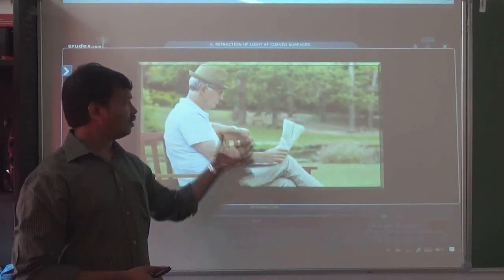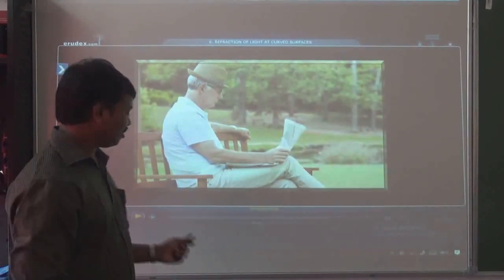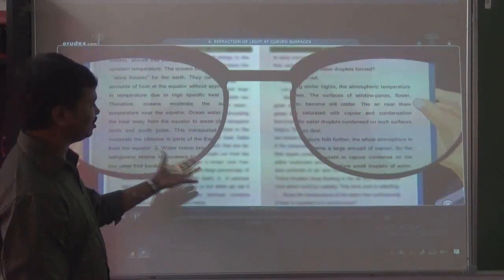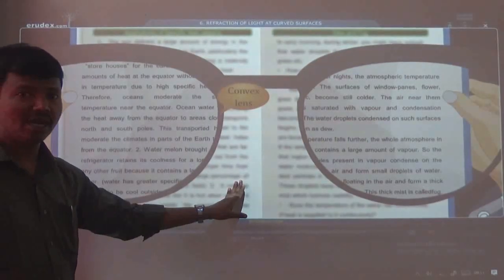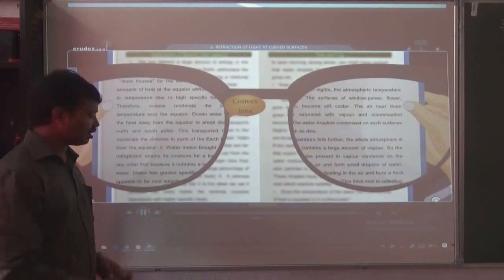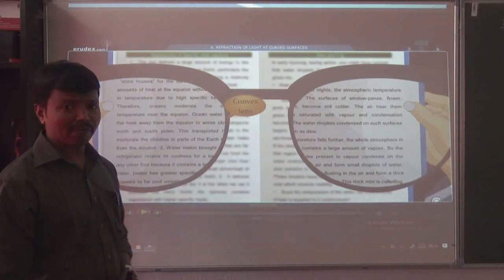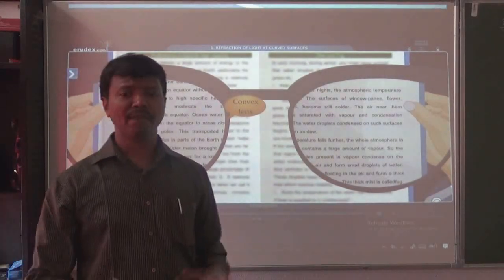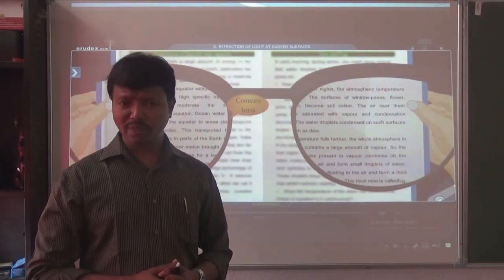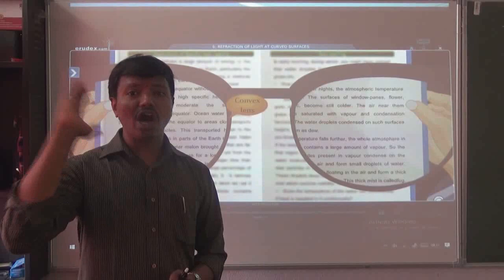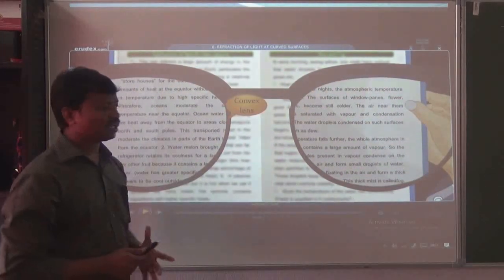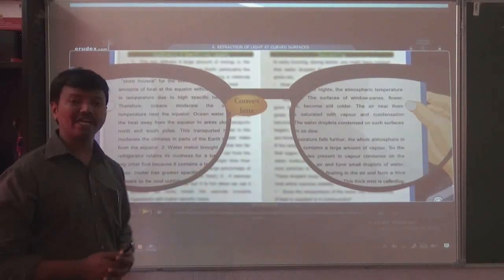For example, when the grandfather observes the newspaper, the letters appear enlarged. Normally it is blurred, but with the spectacles the images are enlarged and clear, because he is suffering from hypermetropia. A person suffering from hypermetropia can observe long-distance objects, but not near objects. That is why grandfathers and elder people wear reading glasses.